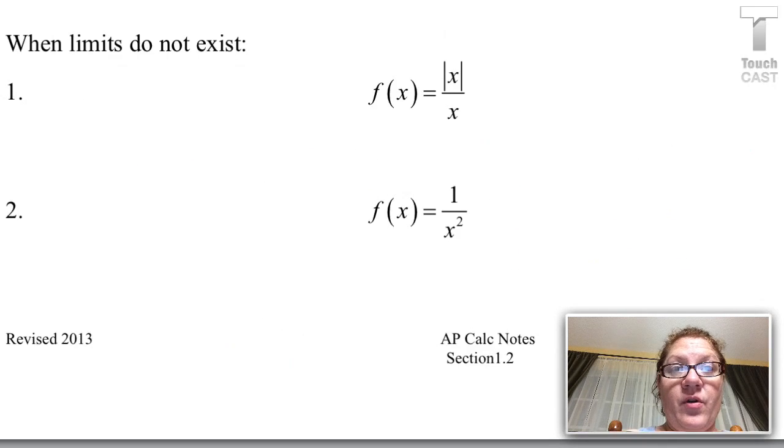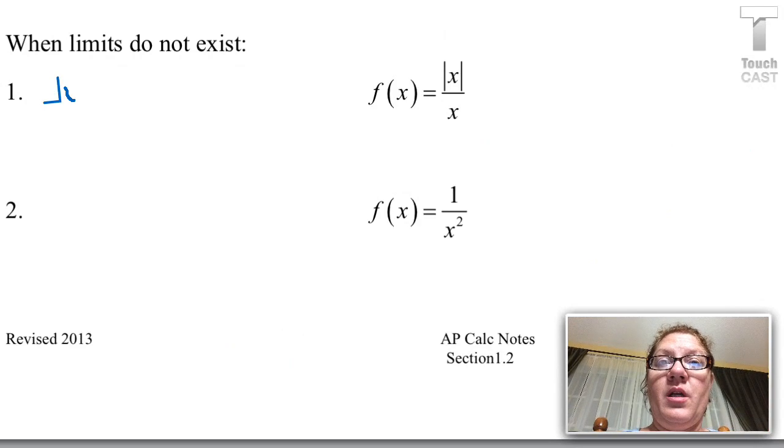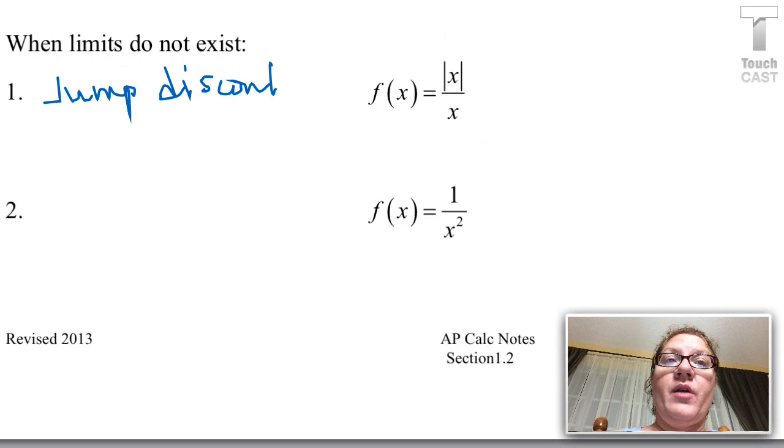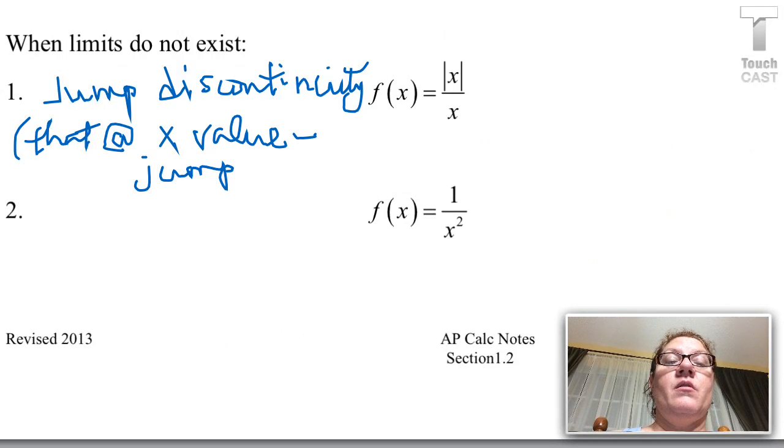So some things to look for, some little tricks when you are trying to decide whether or not limits exist. Number one is called a jump discontinuity. And if you remember the day that you had to draw graphs, the second day of school, you actually had some jump discontinuities. You just probably didn't know it yet. Essentially, that simply means that at an x value, we have to pick up our pencil and jump from one point to another.